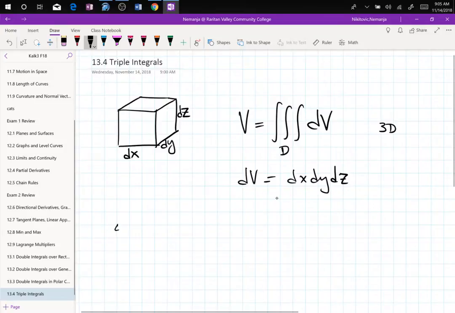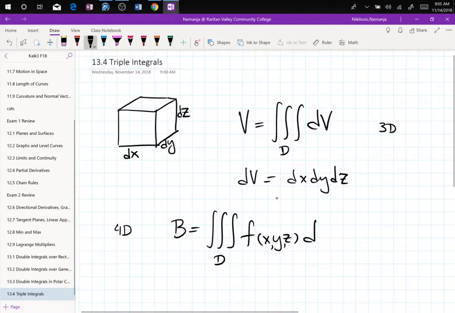But then if you move to the 4D realm, right, bulk, would be triple integral over region D of a function f(x, y, z) times dV. Again, dV is one of these. So we can use triple integrals to compute either volume, if we don't have the function inside, or to compute the fourth-dimensional value with the function inside. What is this function? Temperature function, density function, whatever we want to calculate. So 3D case and 4D case.